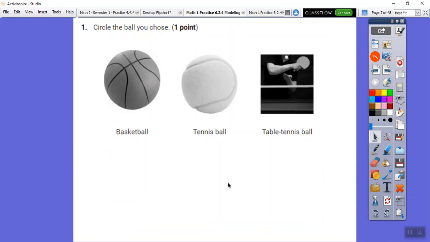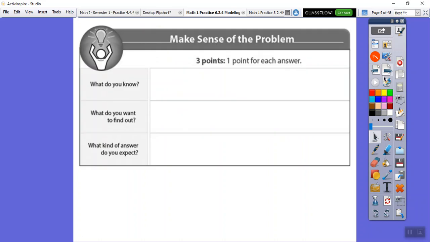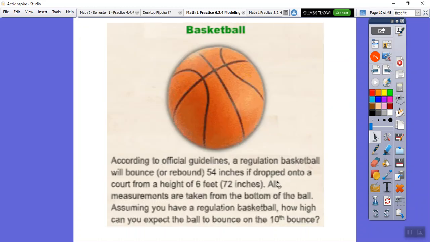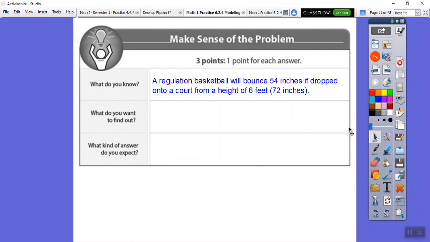Okay, so here we are. It says circle the ball that we chose. Well, we chose the basketball right there, so I'll circle that. And then they give us some things. So what do we know? Let me go back to the data right here. When it's dropped from a height of 6 feet or 72 inches, it bounces 54 inches up. So what do we want to find out? Well, we want to find out how high the ball will bounce on the 10th bounce.